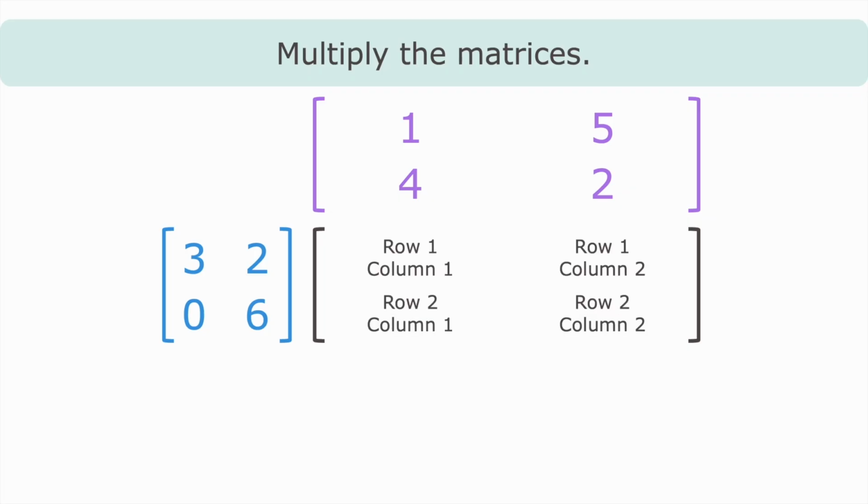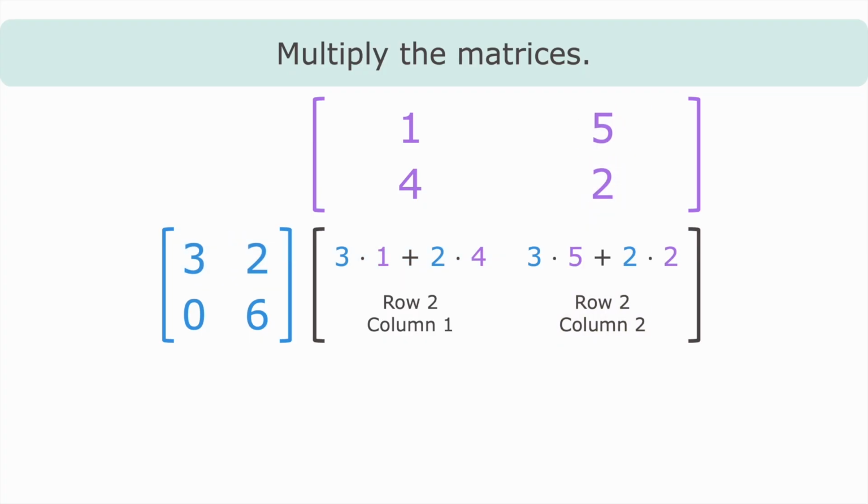Here are the corresponding rows and columns we'll work with for each entry. In our first entry, we'll multiply each pair of entries from row 1 of the first matrix and column 1 of the second matrix, and then add the products, like this. 3 times 1 plus 2 times 4. Great! Let's go to this entry, which will use row 1 of matrix 1 and column 2 of matrix 2, like this. 3 times 5 plus 2 times 2.